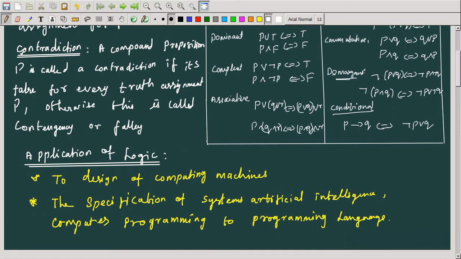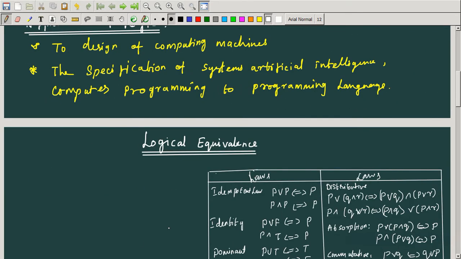Next, application of logic. For the application of logic, we have two things. One is to design a computing machine, the specification of systems, artificial intelligence, and computer programming for the programming languages. Now let's see the problems one by one, the logical equivalence problems.